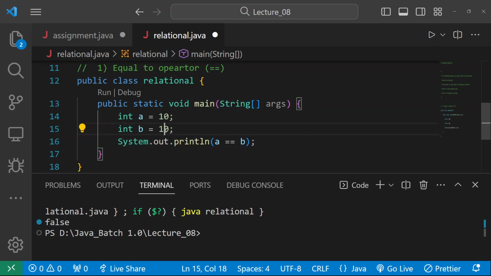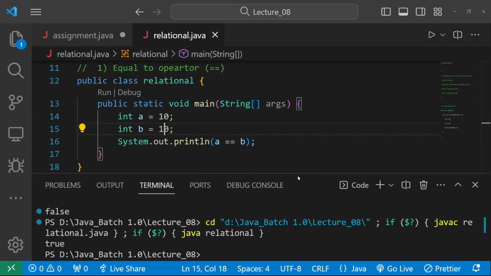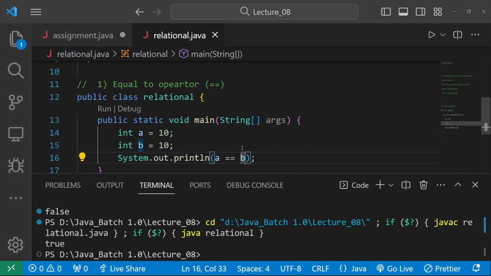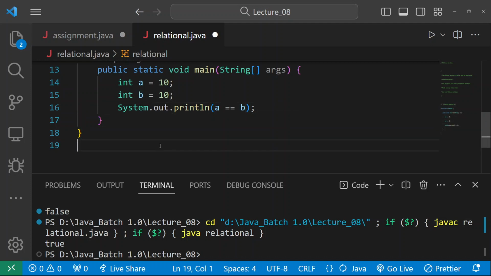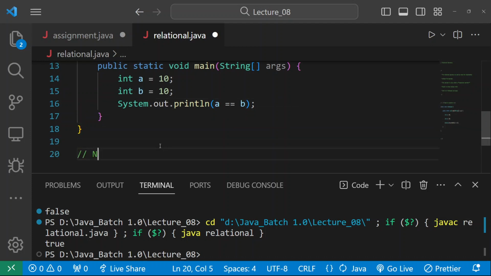If it is equal, then you can see we will be getting the answer as true. Simple thing. So moving on to the next operator, which is the not equal to operator. Now what is this? It is the opposite of the equal to operator, not equal to.